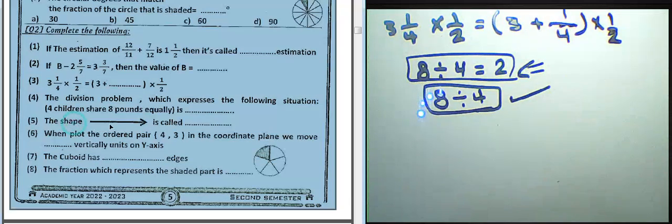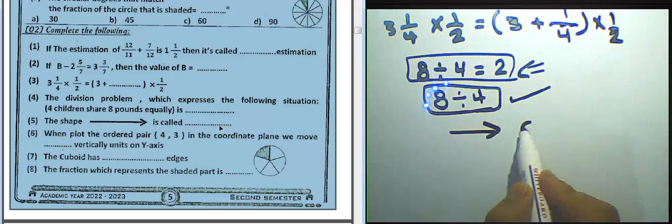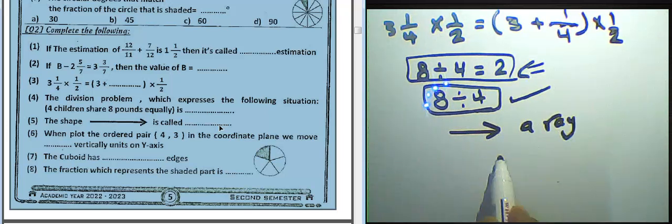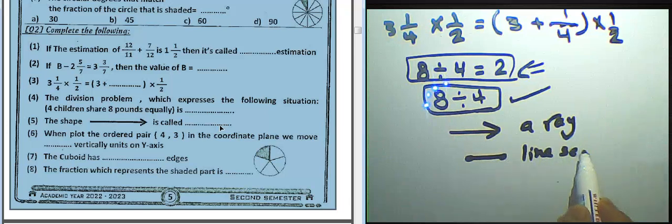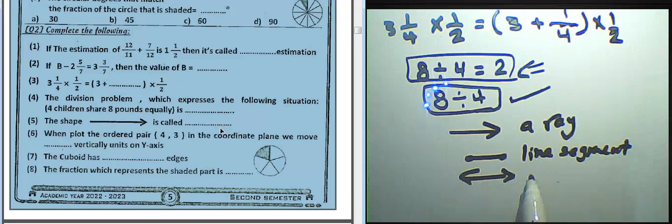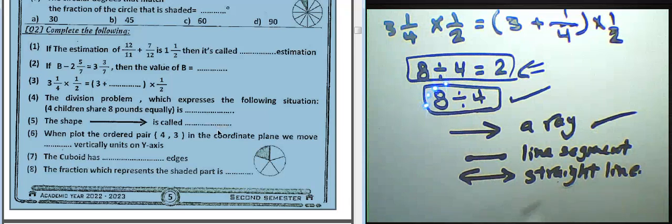Question number 5. The shape is called an array. We call it an array. And this is a line segment. And this shape we call a straight line. Straight line. Okay, then the result will be array.